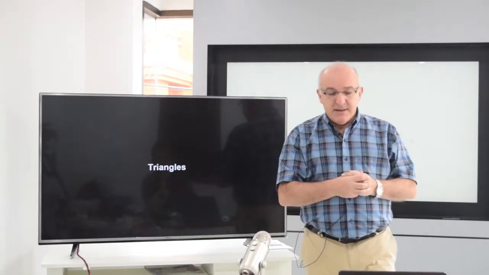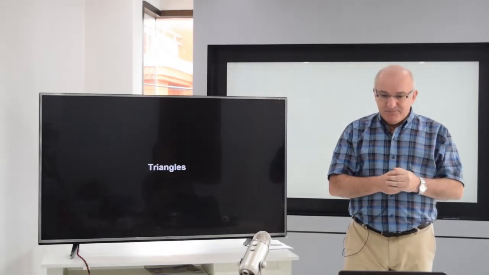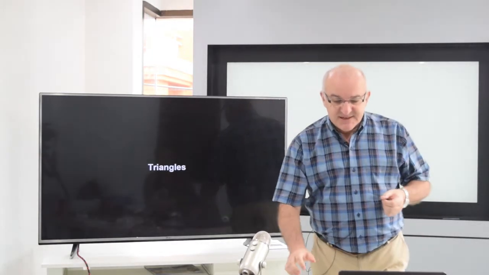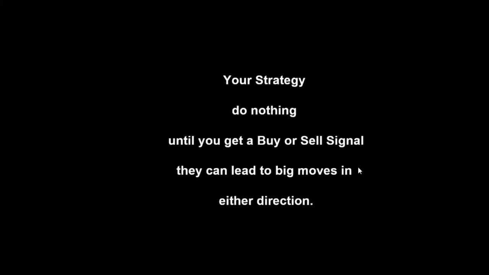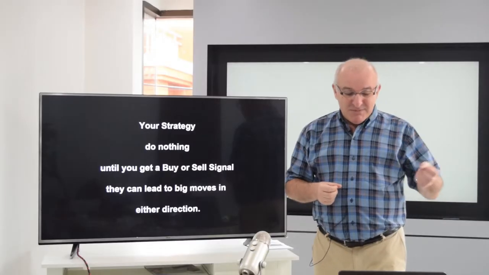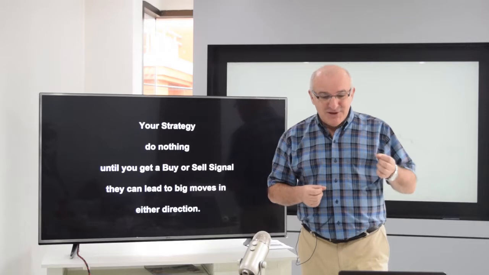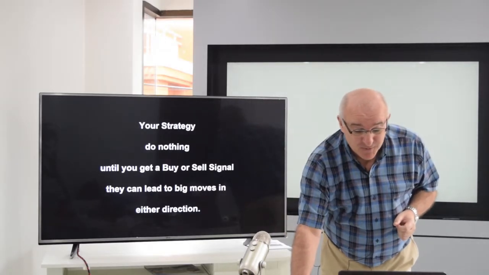Some more patterns, okay, triangles, you've seen some. Triangles are quite simply an area where buyers and sellers converge. And again, it's a coming together of market pressures. When these market pressures come together, the moves can be quite explosive in one direction or another. Your strategy is do nothing. Just watch until you get that buy or sell signal. The big moves can be huge. There can be 100 pip plus moves.